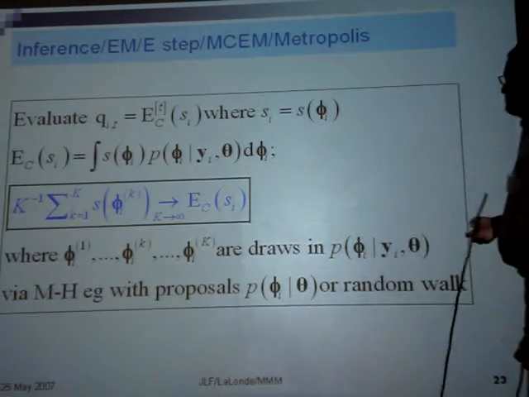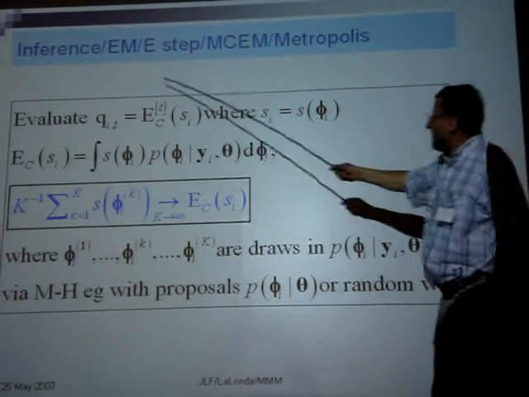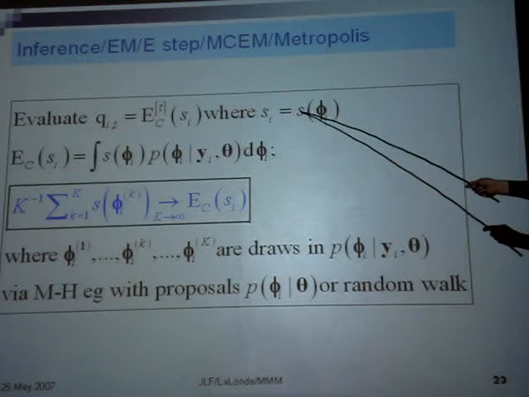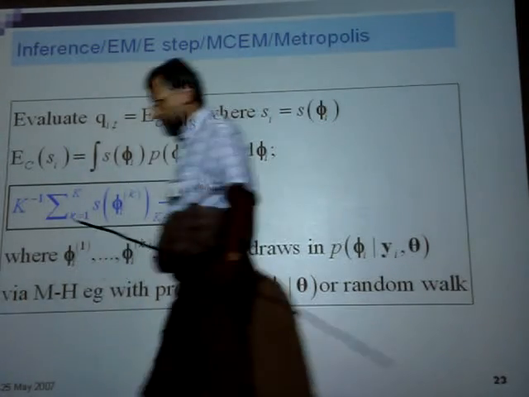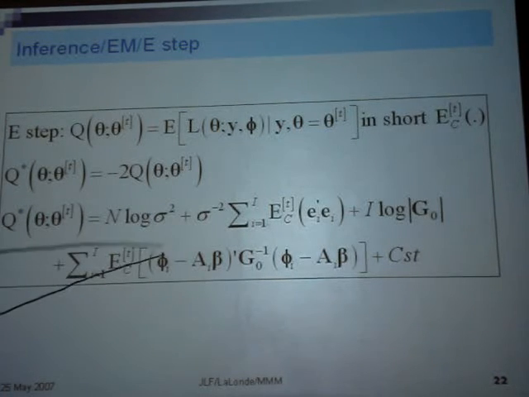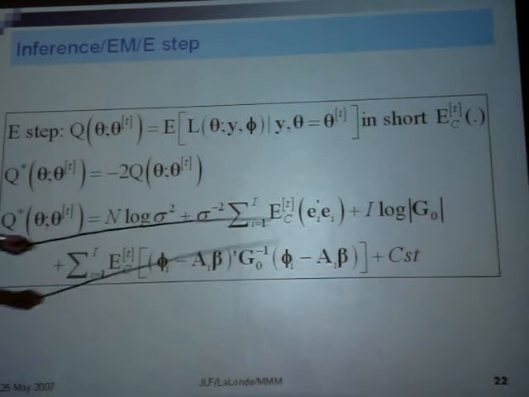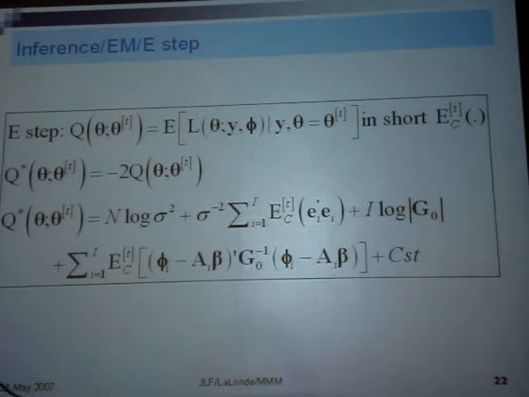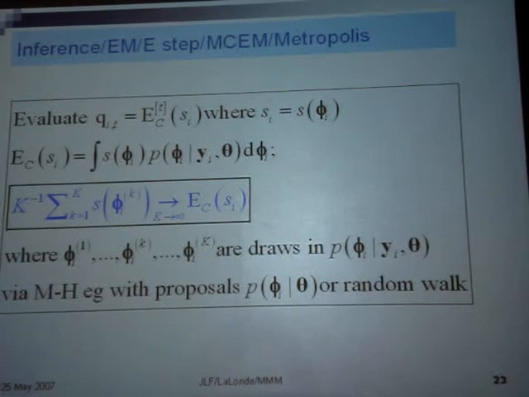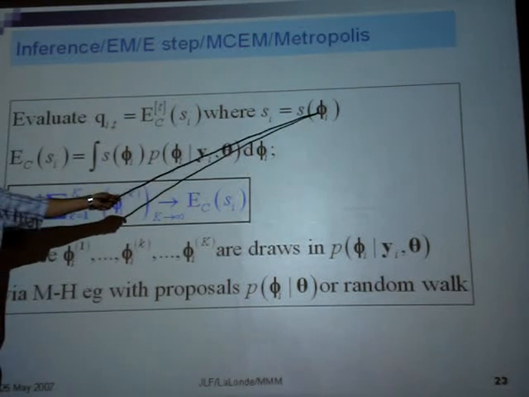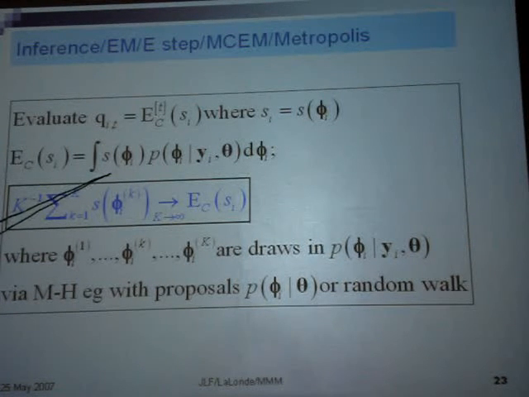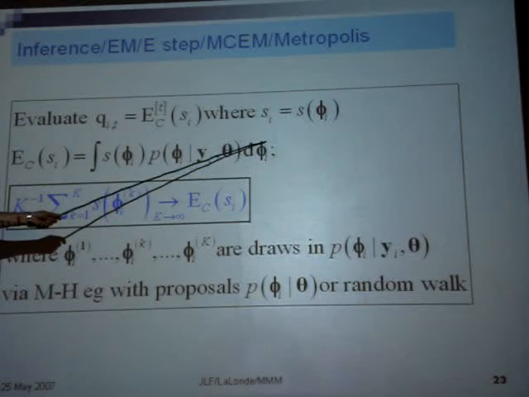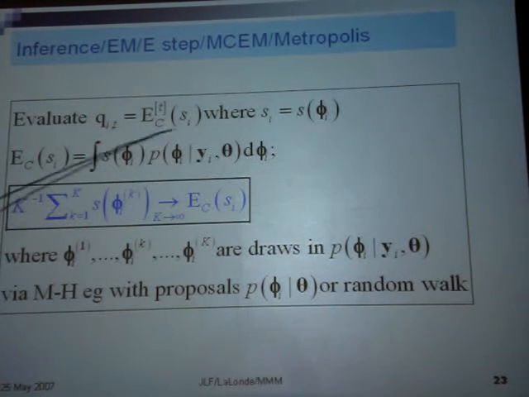So what we have to do, in fact, I will write it generally, is evaluate the conditional expectation of this Si, where Si is a function of the random effect. Remember, this is a function of ei, and this is a function of phi i, as ei is yi minus f of phi i. So all these terms are functions of phi i. So what is the conditional expectation of this function of phi i? It is the function of phi i times the density of phi i given the data and the parameter, integrated with respect to phi. This is the definition of the conditional expectation.